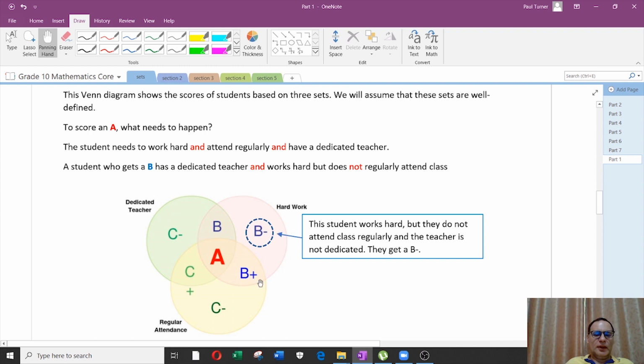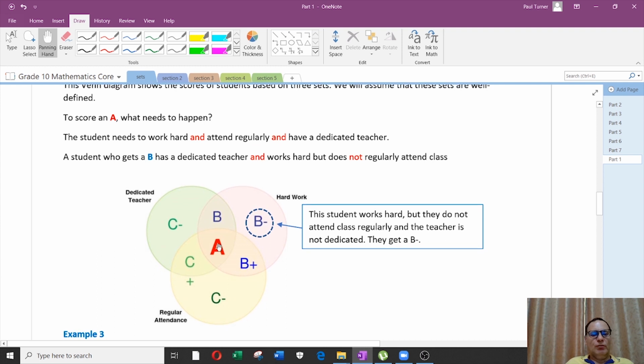These are students that work hard. These are students that regularly come to class. Okay, so we could say that if you want to get an A, all 3 things must happen. So the teacher has to be dedicated, the student needs to be hardworking, and the student must come to class all the time.